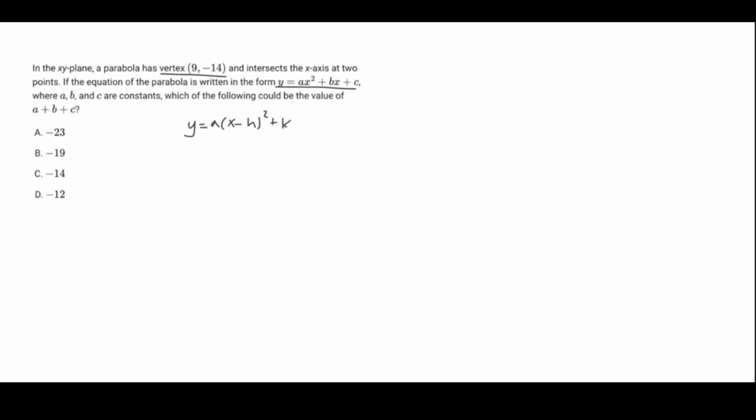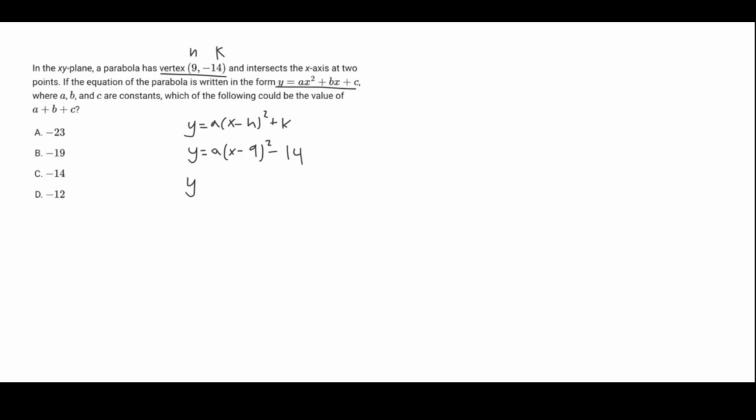So in our case, we would have y equals a, we don't know what the a value is, so we'll just keep it as that. x is just x, and then our h value, 9, is our h value, and then negative 14 is our k value. So 9 goes here, so minus 9 squared, and then plus negative 14 is just negative 14. All right, so now that we have this, what we want to do is just expand it out. We don't have the a value, but that's okay, because you'll see in a second, it actually doesn't matter.